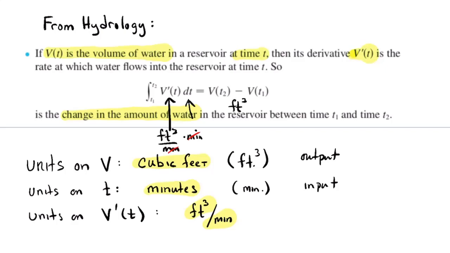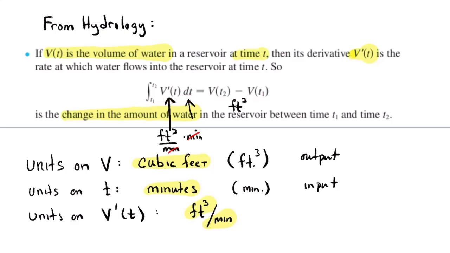You can ask yourself, what are the units on the function that we're integrating? Cubic feet per minute. What are the units on the input variable? Minutes. Well, cubic feet per minute times minute is cubic feet. So it sort of makes sense dimensionally.